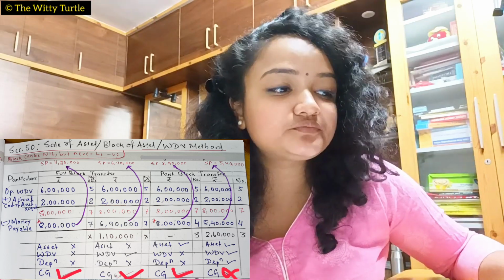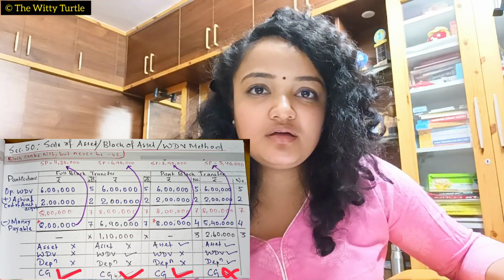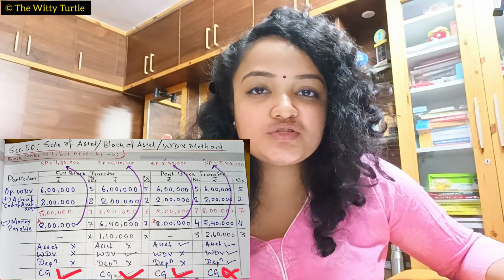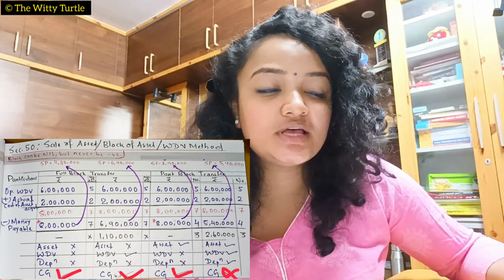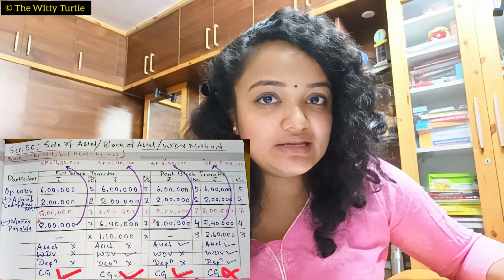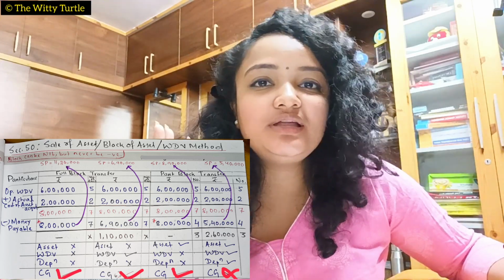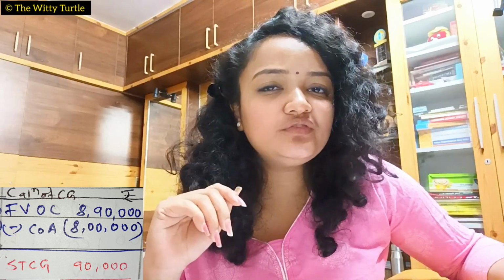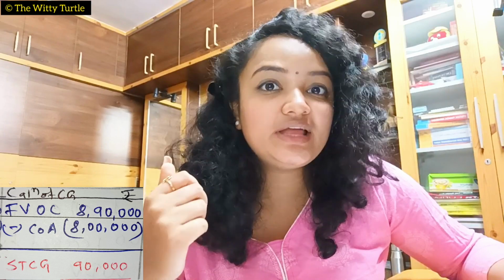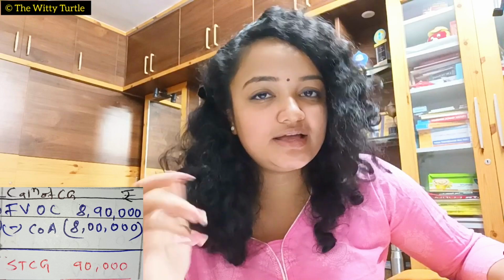But in this case, as you already know that your sale price is more than the aggregate of these 3 things: opening WDV, actual cost of asset acquired in the previous year, and transfer expense. So your sale price of 8 lakhs and 90,000 is more than the aggregate of these 3 things, which is your 8 lakhs. So here short term capital gain will arise. How? Full value of consideration is 8 lakhs 90,000, and your cost of acquisition is that 8 lakh rupees. So in this case, short term capital gain of 90,000 is arising, right?